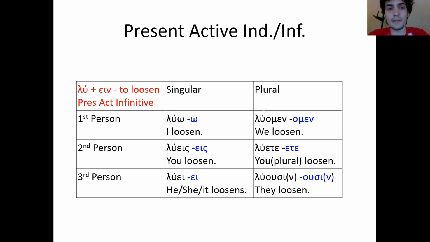So here we have an updated chart. We have luo, lueis, luei, luomen, luete, luousi, and then now luein, to loosen. Those are all of the endings and all of the forms of verbs that we'll be talking about in this chapter. If you want to memorize something, this is the chart that you will want to memorize.